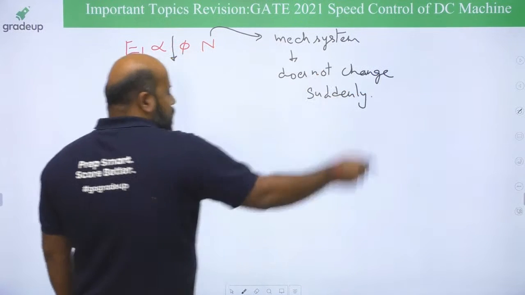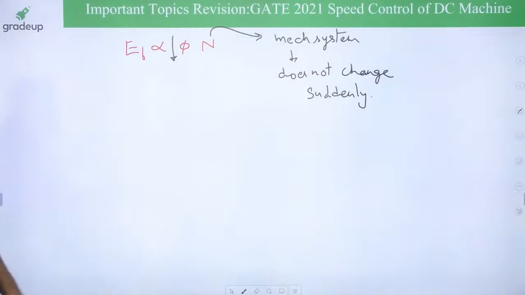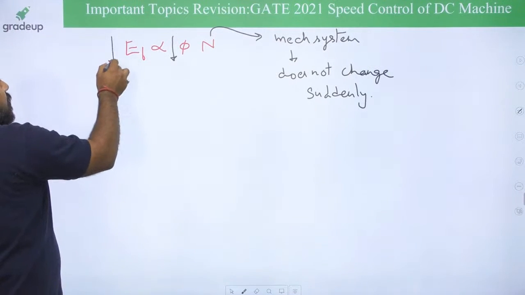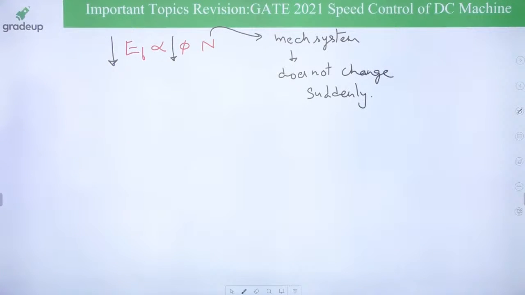Because it is a mechanical system, speed is related to the mechanical system and it has some inertia. It cannot change suddenly. So if the flux is reducing, what is the first consequence? The first consequence is that back EMF is going to be reduced.